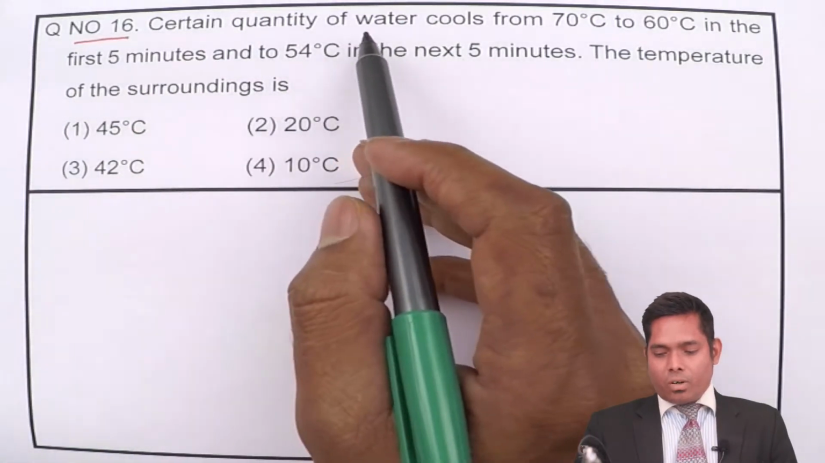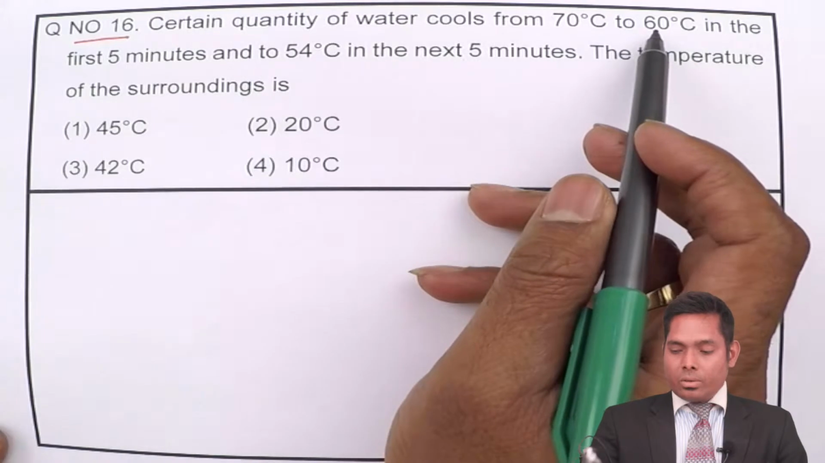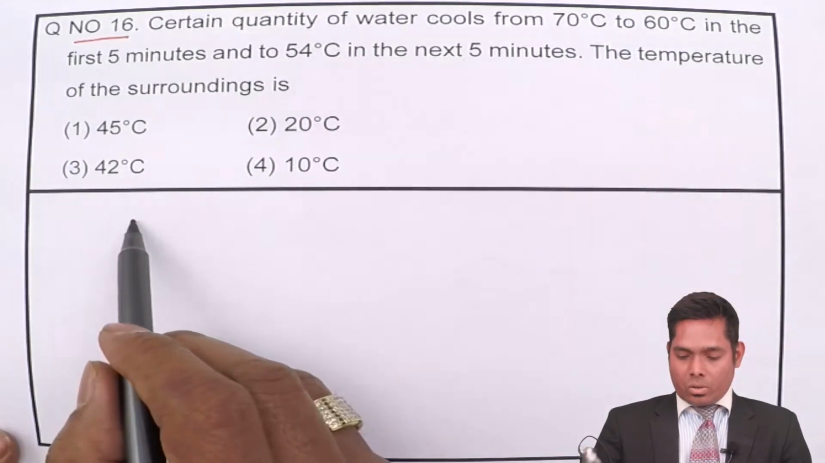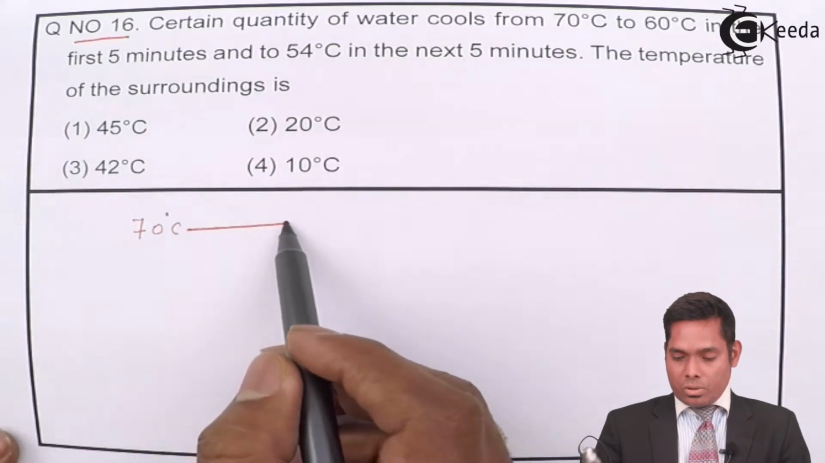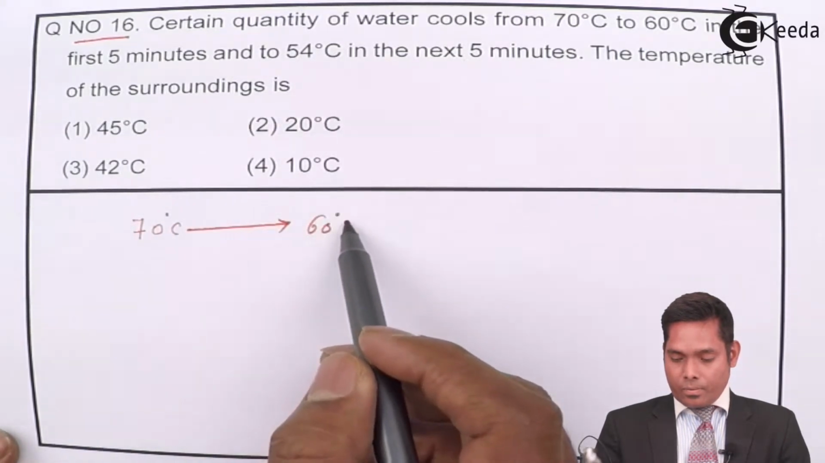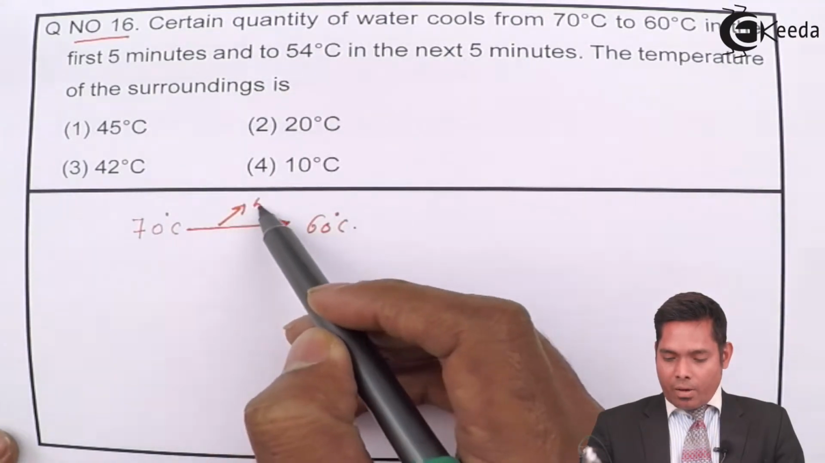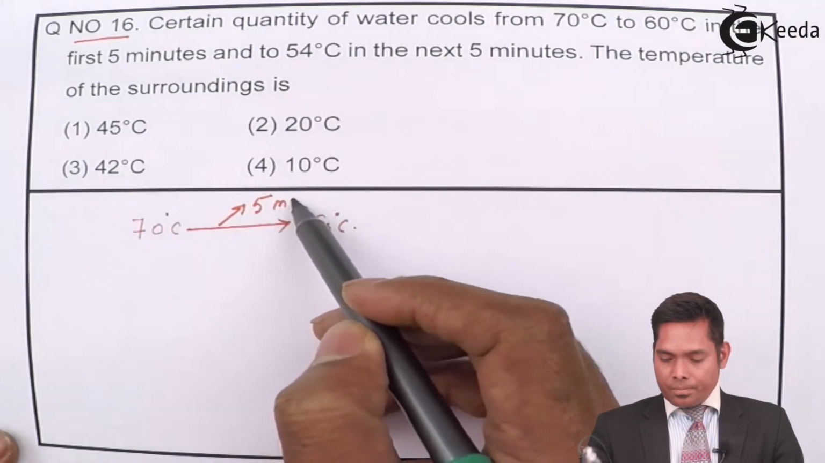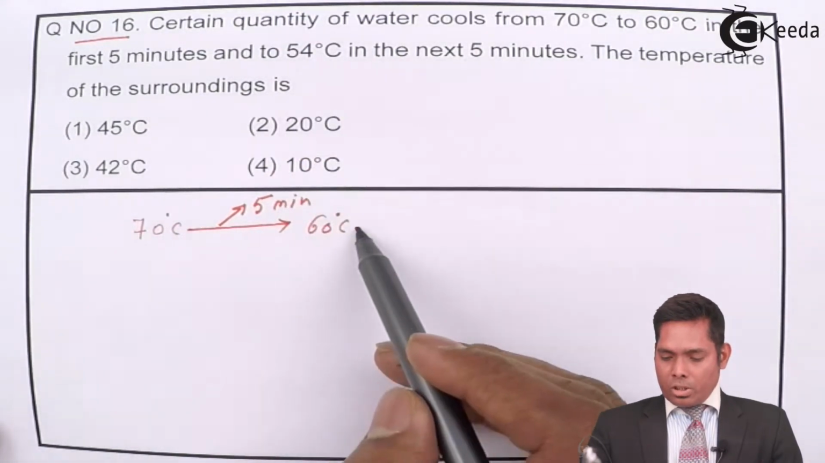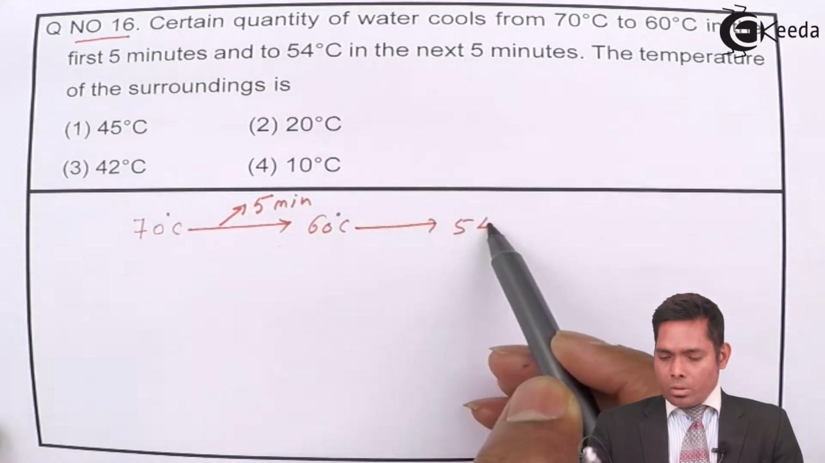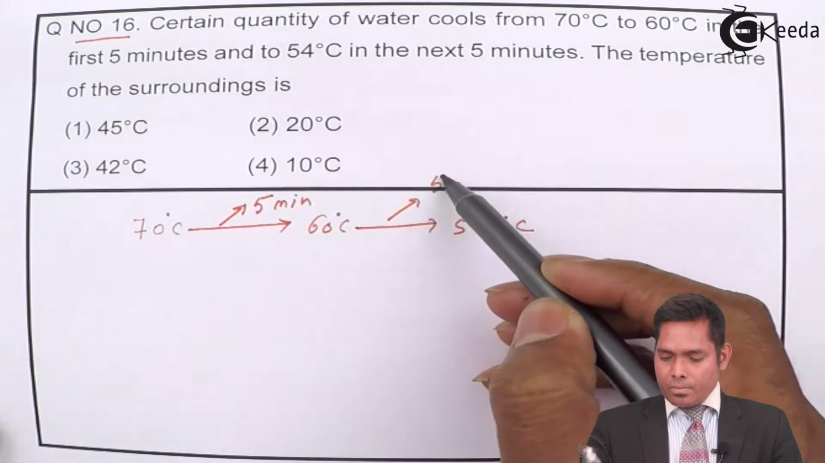A certain quantity of water cools from 70 degrees centigrade to 60 degrees centigrade. So the quantity of water which is cooling is from 70 to 60 in 5 minutes. So time taken is 5 minutes, and to 54, so from 60 to 54 in the next 5 minutes. So this is 5 minutes.